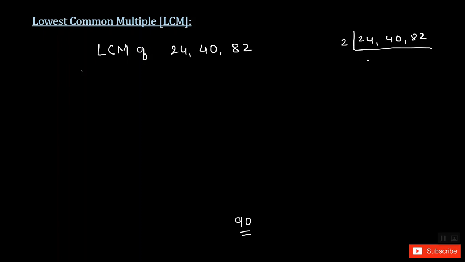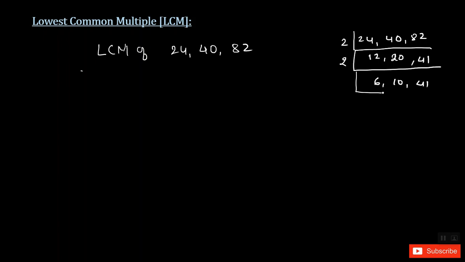24 divided by 2 gives you the quotient 12. 40 divided by 2 gives you 20, and 82 divided by 2 gives 41. Now 12 and 20 are further divisible by 2. Whichever numbers can be divided, keep dividing. So 12 divided by 2 gives you 6, this is going to be 10, and 41 is not divisible by 2. Keep it as it is, 41.